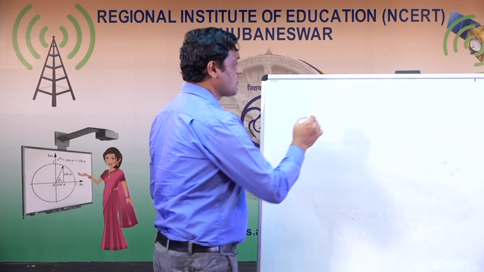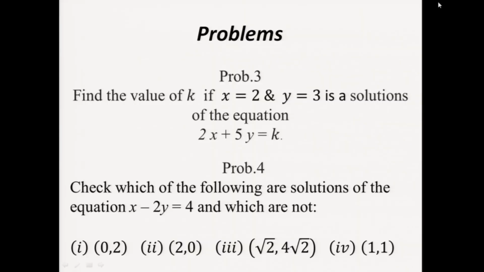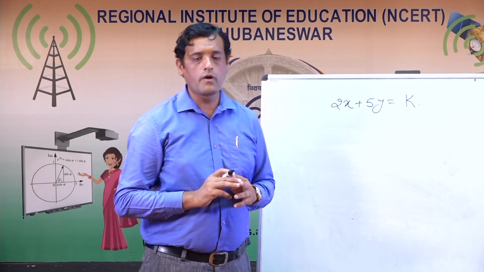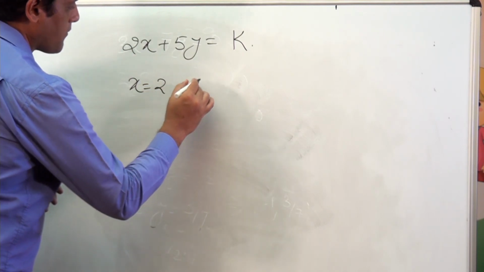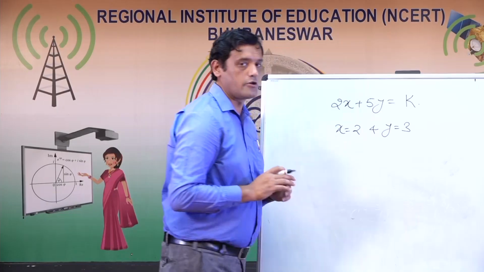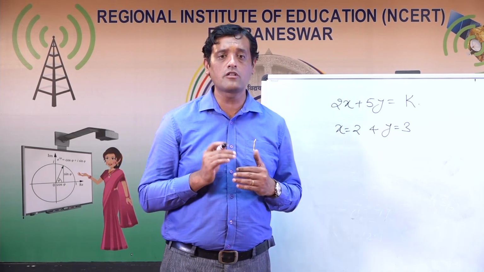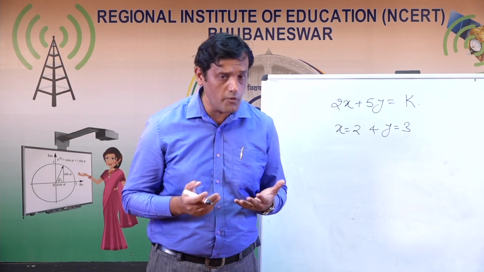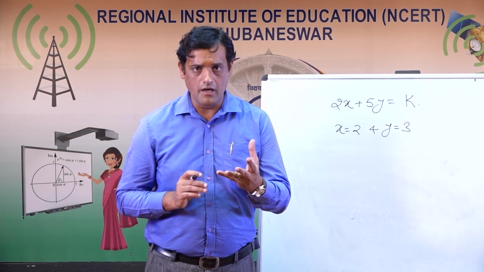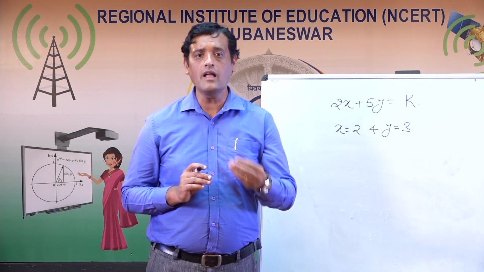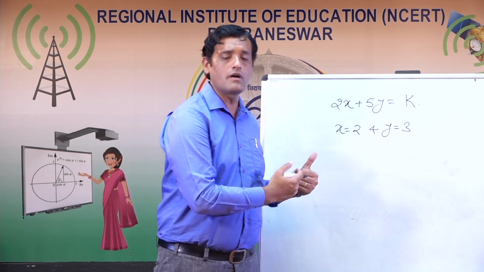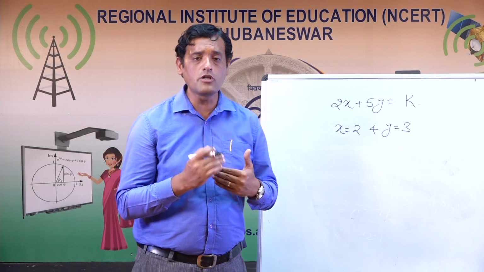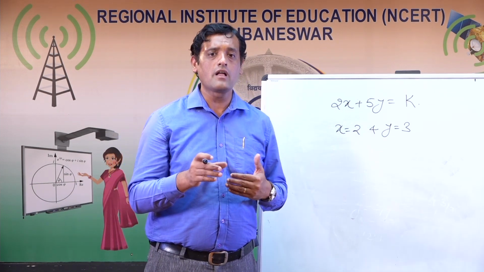So what is the equation? 2x plus 5y equal to k, and moreover we have been given that x equal to 2 and y equal to 3 is a solution. So if x equal to 2 and y equal to 3 is a solution, then what should we do? Wherever we have x we have to put 2, and wherever we have y we have to put 3. That we have learned in this topic. Solution means that the values of x and y satisfy the equation.